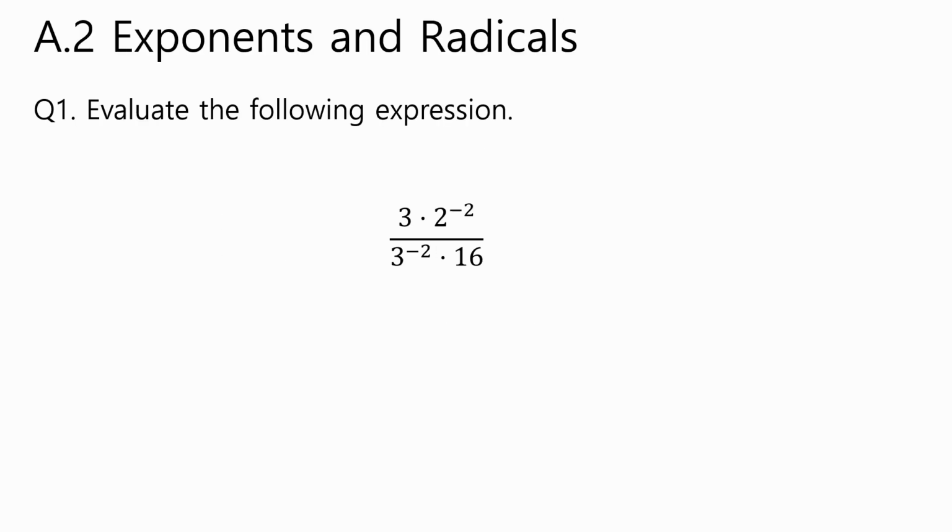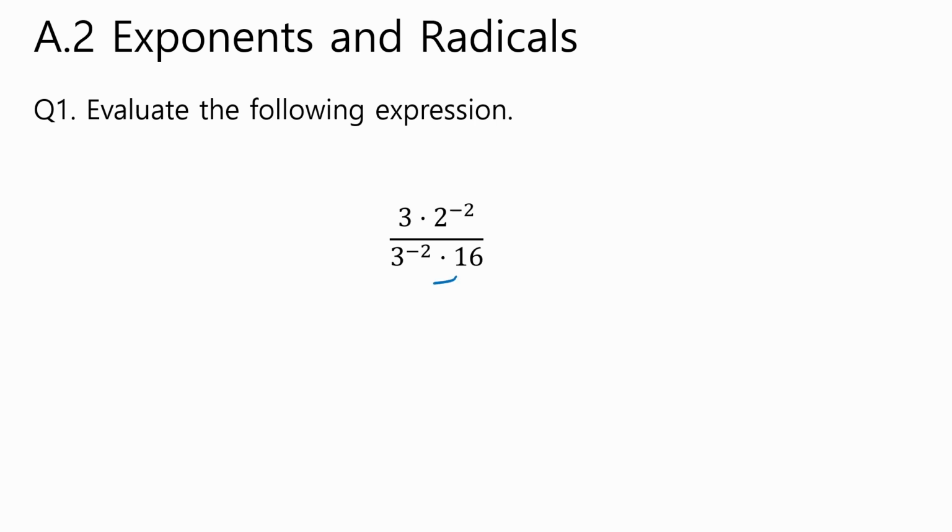Section 8.2 Exponents and Radicals. Question number 1. In this question, we are asked to evaluate the following expression. The given expression is 3 times 2 to the negative 2 divided by 3 to the negative 2 times 16. What we'll want to do first is to rewrite this expression using all positive exponents.